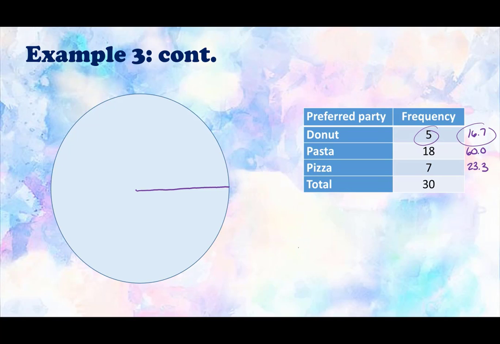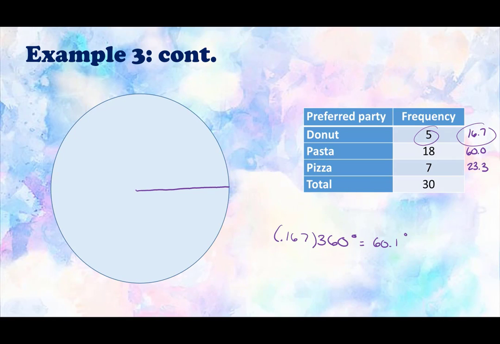Now, how are we going to find out how many degrees this number relates to in this circle? We know that the whole circle has 360 degrees. So the donut was 16.7% of 360 degrees. You can't write 16.7 in like that; you have to write it as a decimal. So it's 0.167 times 360, and that's going to give you 60.1 degrees.